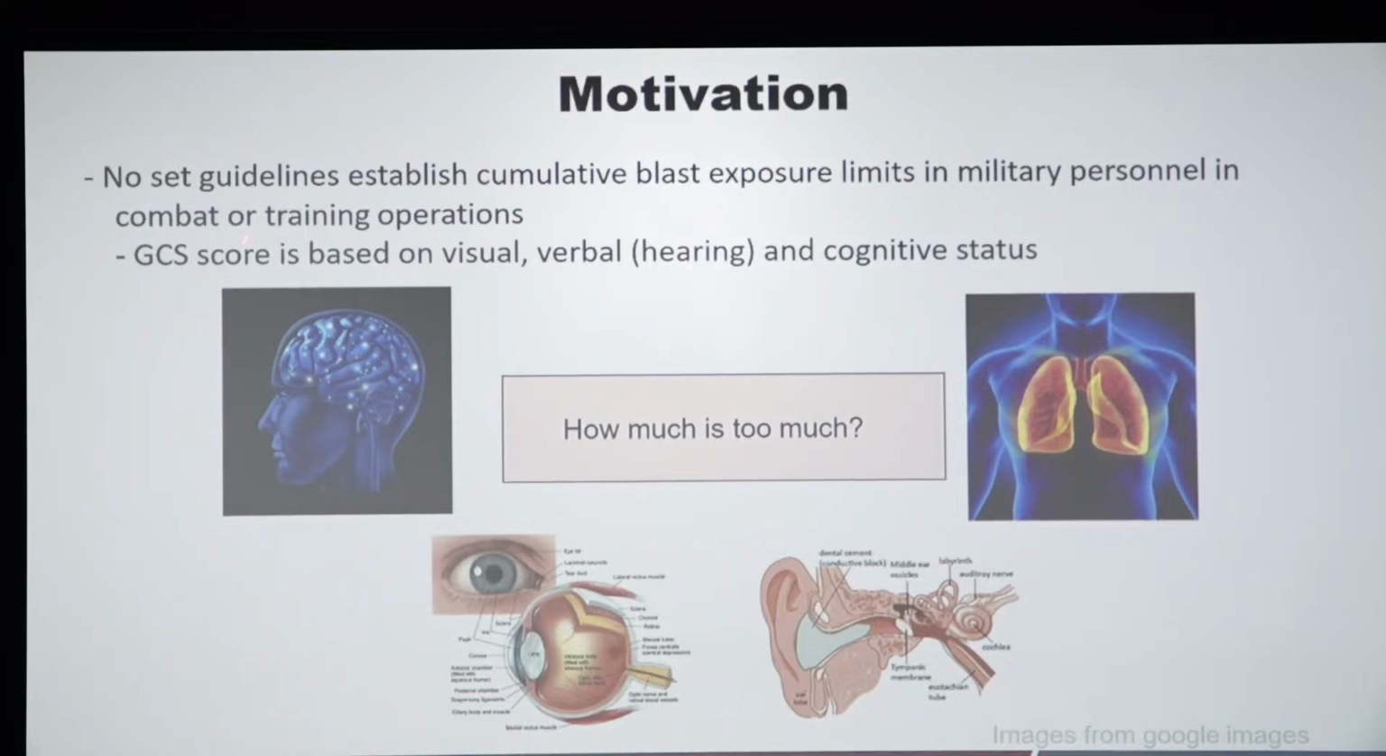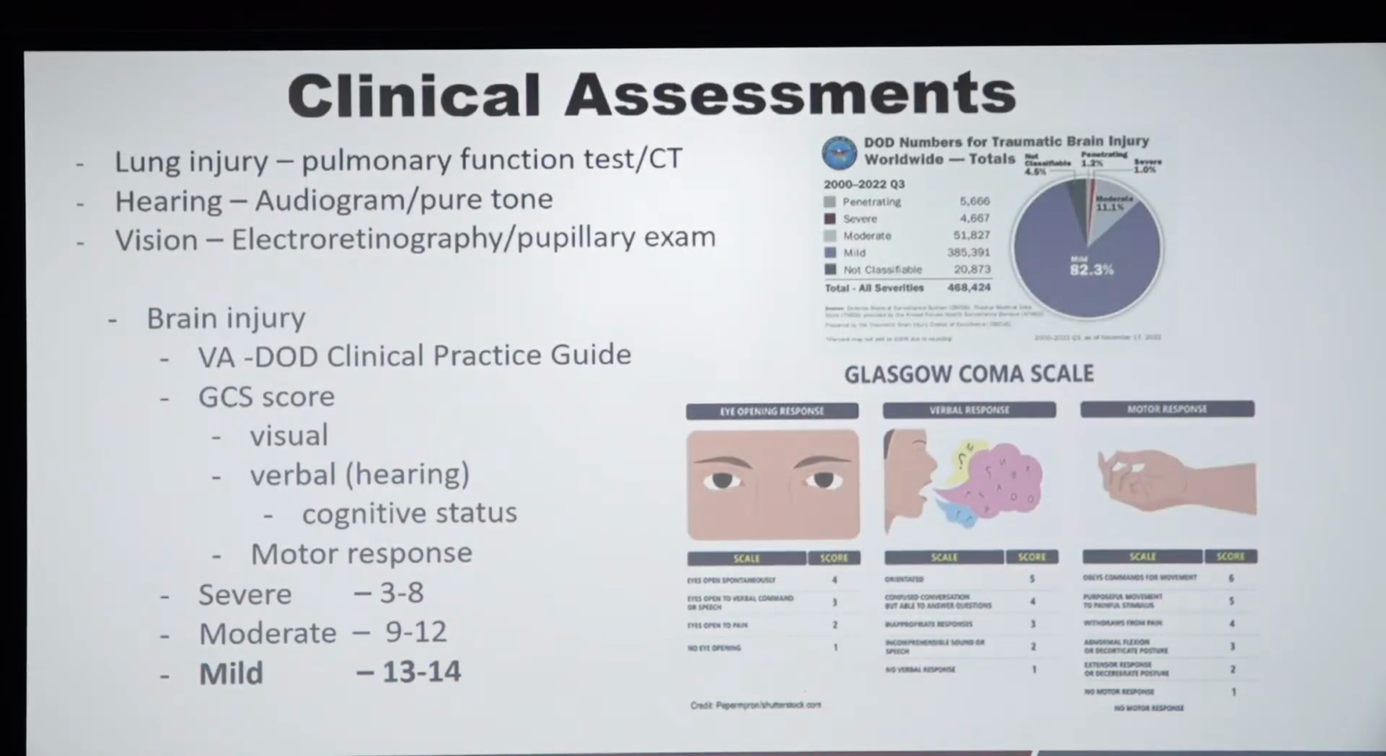Most of the diagnosis is based on GCS, the Glasgow Coma Scale score, which has visual, verbal, and cognitive status. So I'm going to show you these two predominantly, on how we can model and get the data in the clinical setting. So what are the clinical assessments? For lung injury, we have pulmonary function tests. You can do CT to get the status of the lungs.